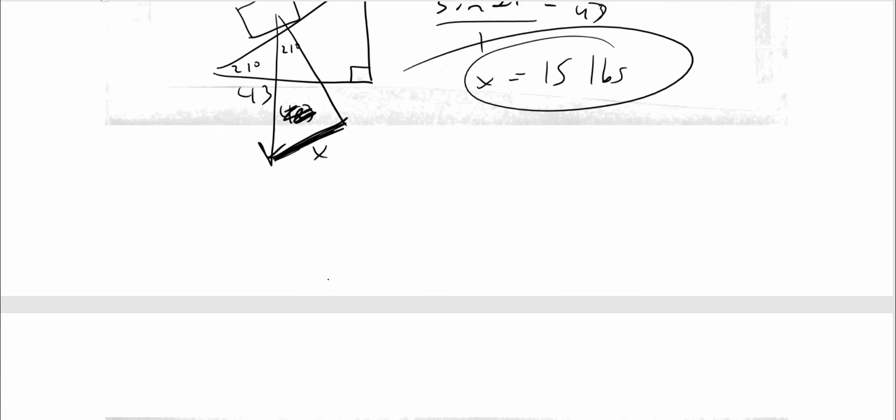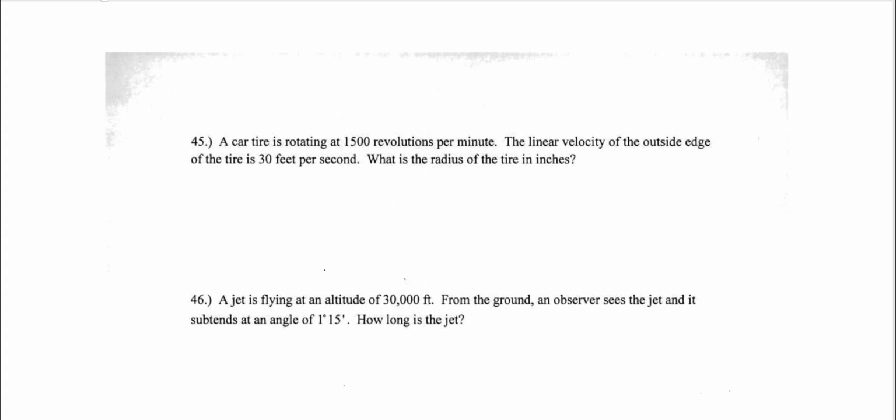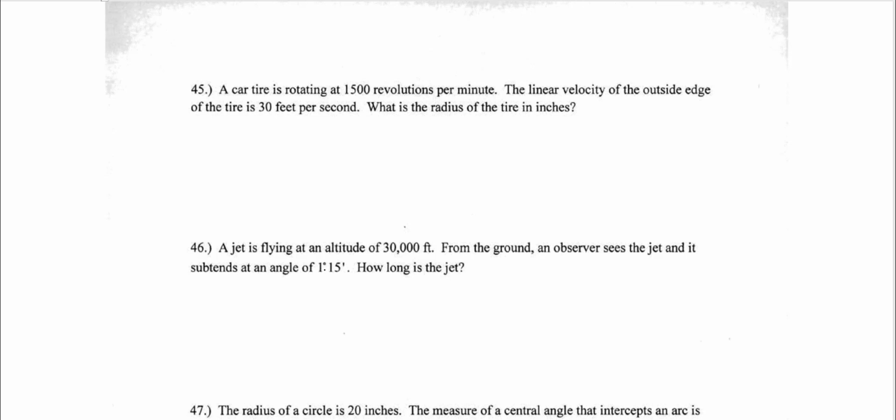Last group of problems is just some basic problems with angular and linear velocity. Remember, guys, a couple different things. Velocity is equal to omega r, or r omega, where v is linear velocity, omega is angular velocity, and r is your radius. So r is equal to v over omega. So when I see 1500 revolutions per minute, I think of omega, but you have to put that into radians. That's important.